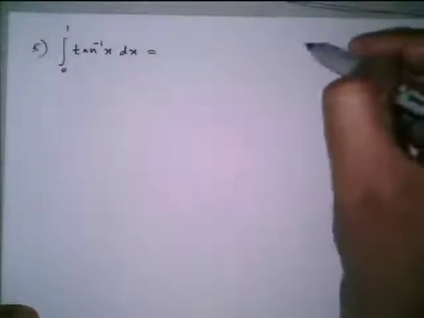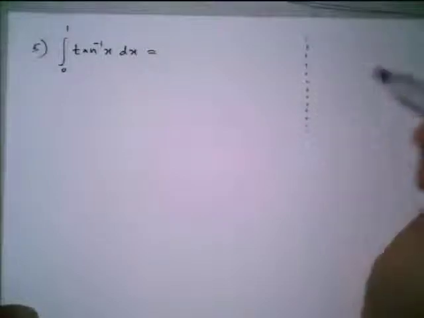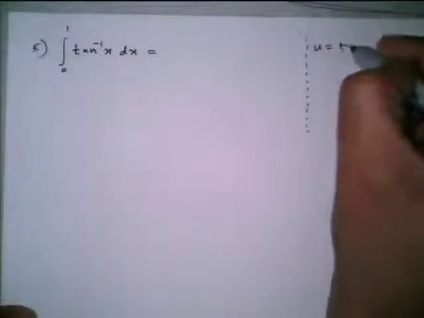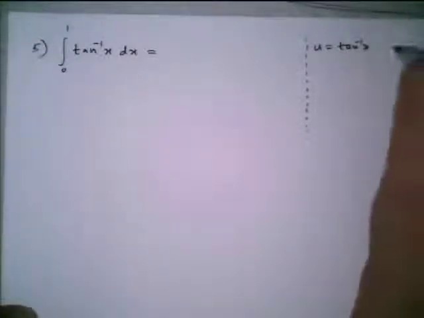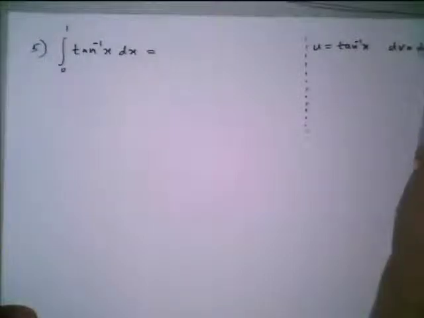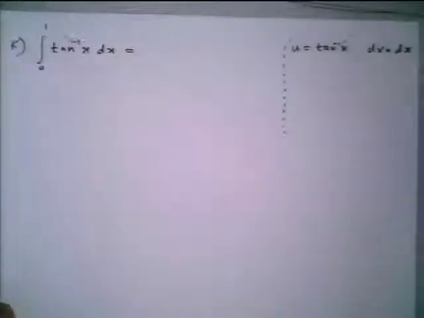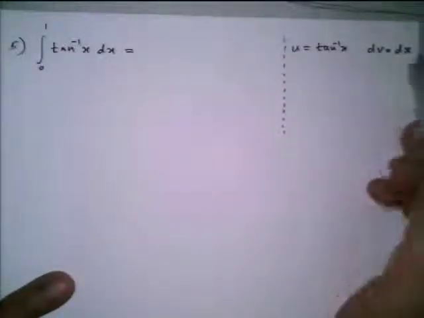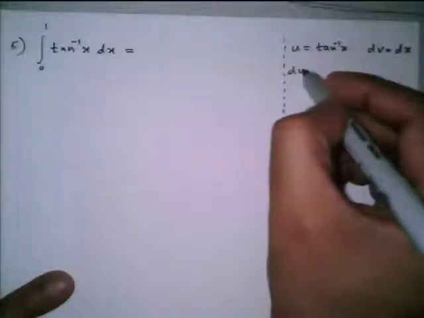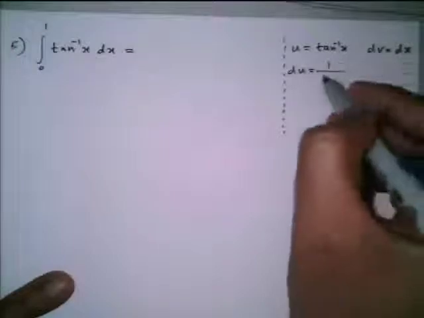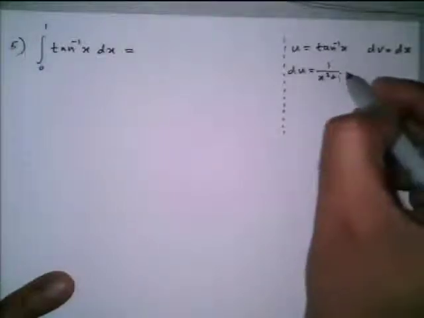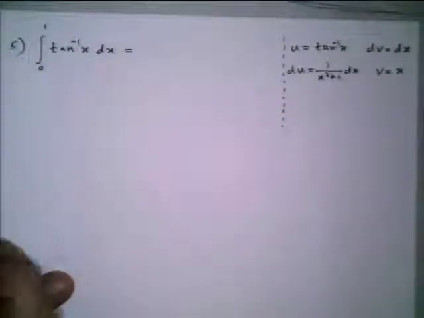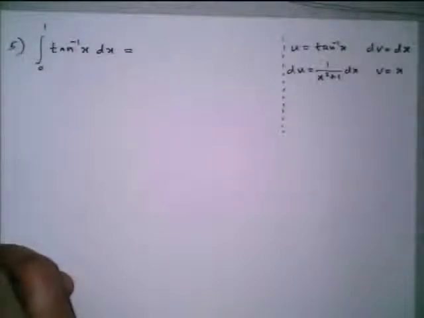So, what are the choices? What are you going to pick as u? Tan inverse x. What is dv? dx. So u equals tan inverse x, dv equals dx. Take the derivative. So du equals 1 over x squared plus 1. Very good. What is v? x. Okay, so we have all four.